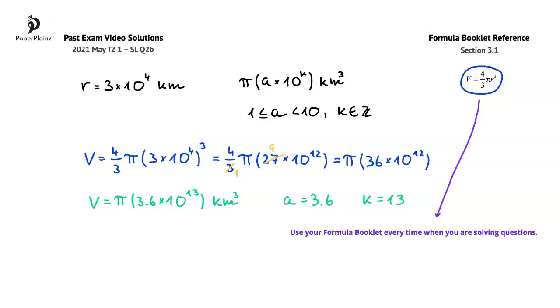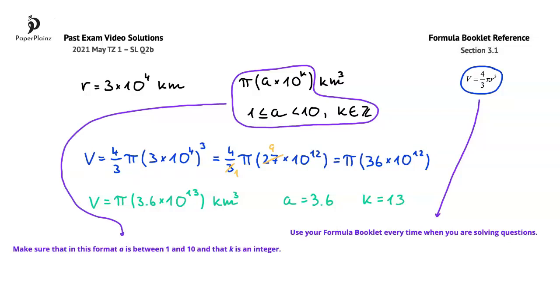The second tip is for you to pay attention to the details of this format, which is also called scientific notation or standard form, and to make sure that A is between 1 and 10 and that K is an integer. I think many students might have lost 1 mark on this question because they gave their final answer as pi times 36 times 10 to the power of 12.